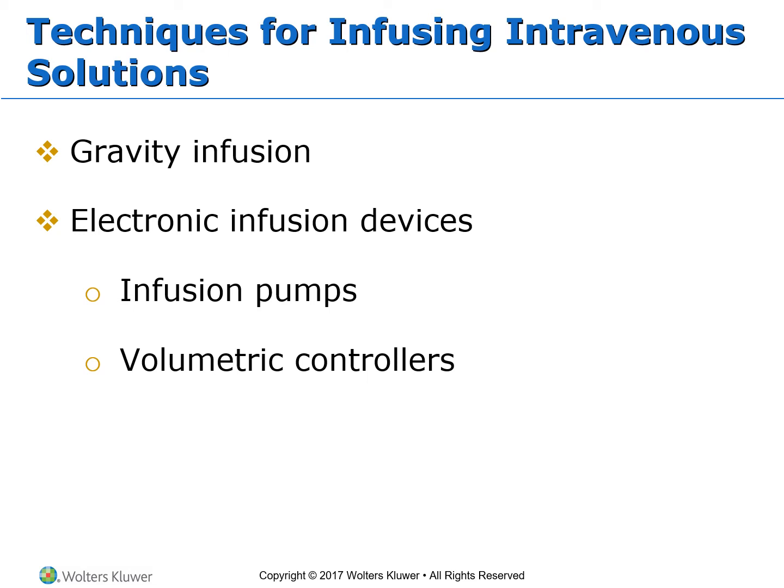To overcome the pressure within the client's vein, which is higher than atmospheric pressure, the solution is elevated at least 18 to 24 inches above the site of the infusion. The height of the solution affects the rate of flow. The higher the solution, the faster the solution infuses, and vice versa.